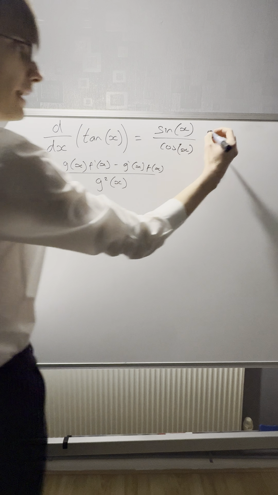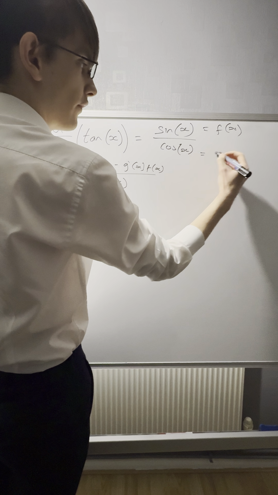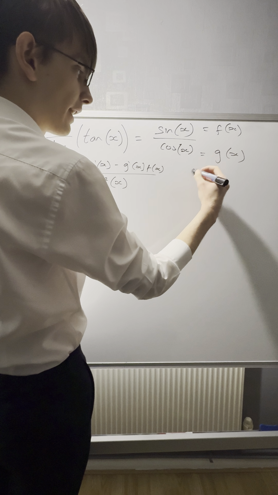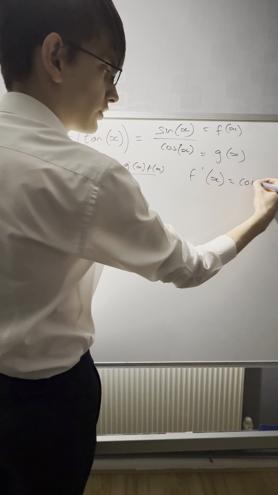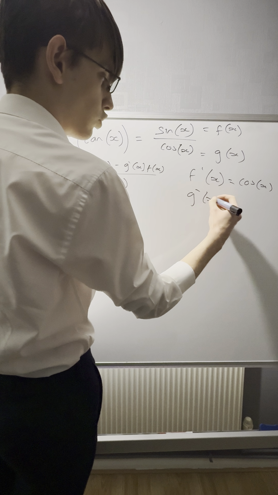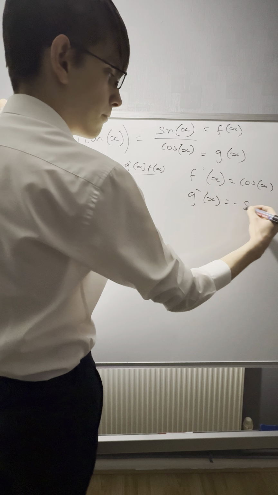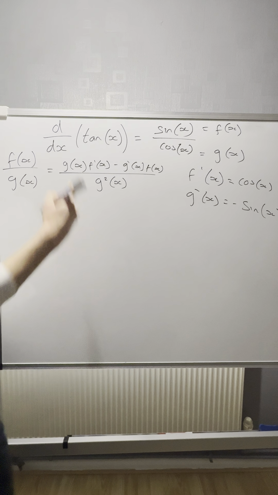So now let's apply that to here. So I've got sine is f of x. I've got cos is g of x. Therefore, f prime of x, well, the derivative of sine is cos. And g prime of x, the derivative of cos, is minus sine. So let's pop that into this formula.